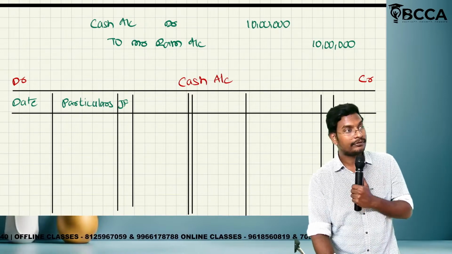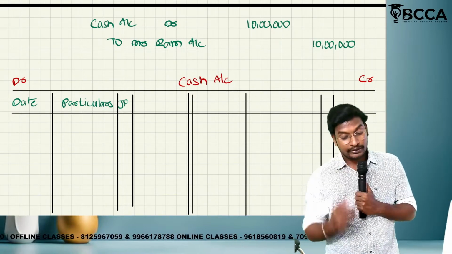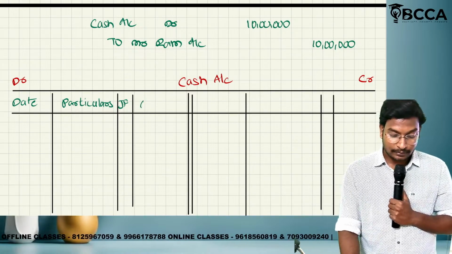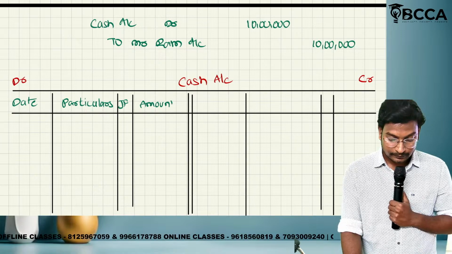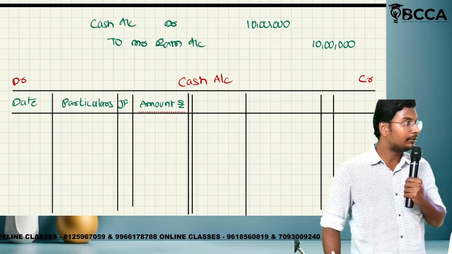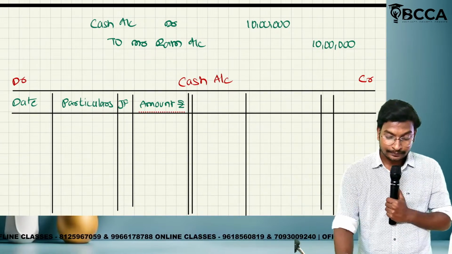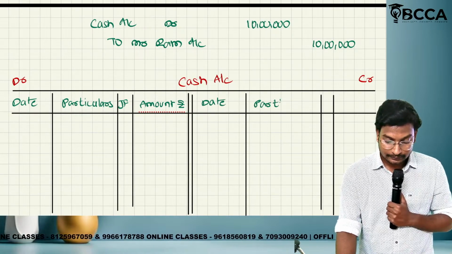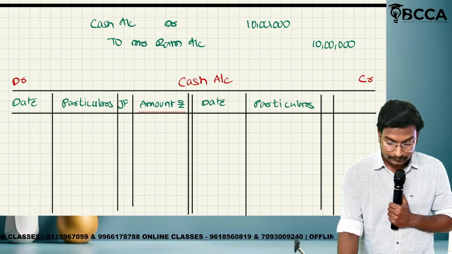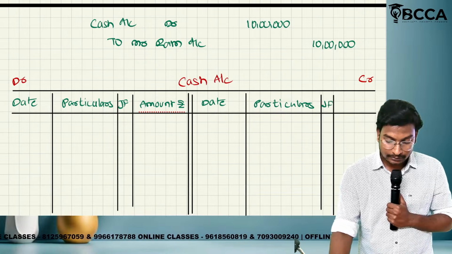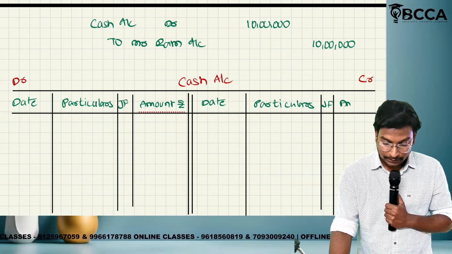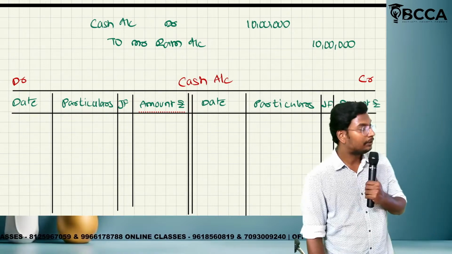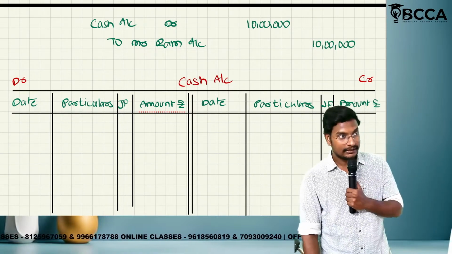This is a reference point from where we have taken the journal entry to here. Next one? Amount in rupees. Next again date, particulars, journal folio and the amount in rupees. So these are the columns we have to take for each and every ledger account.